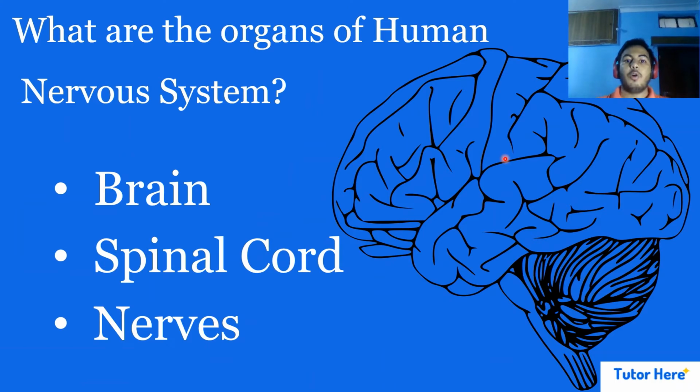Now, what are the organs of the human nervous system? The human nervous system consists of three main parts. The very first is, of course, the most important, the brain, then the spinal cord, and third, nerves. We will learn about them one by one.